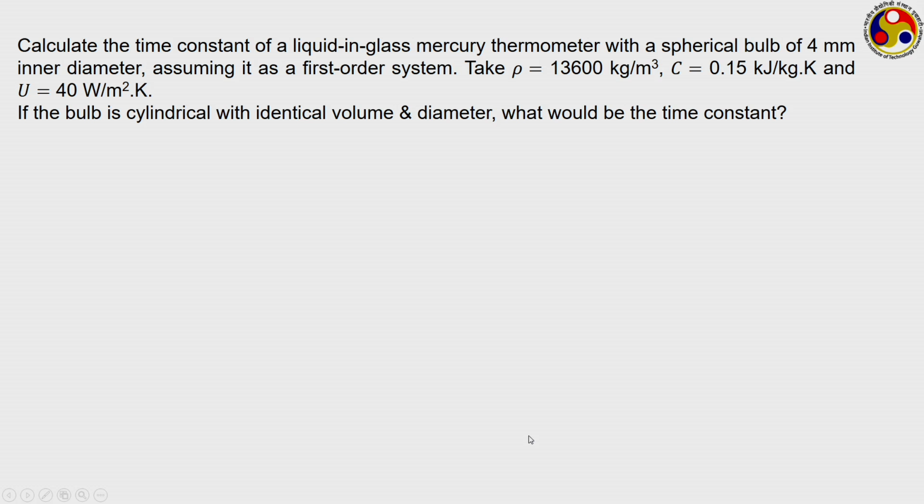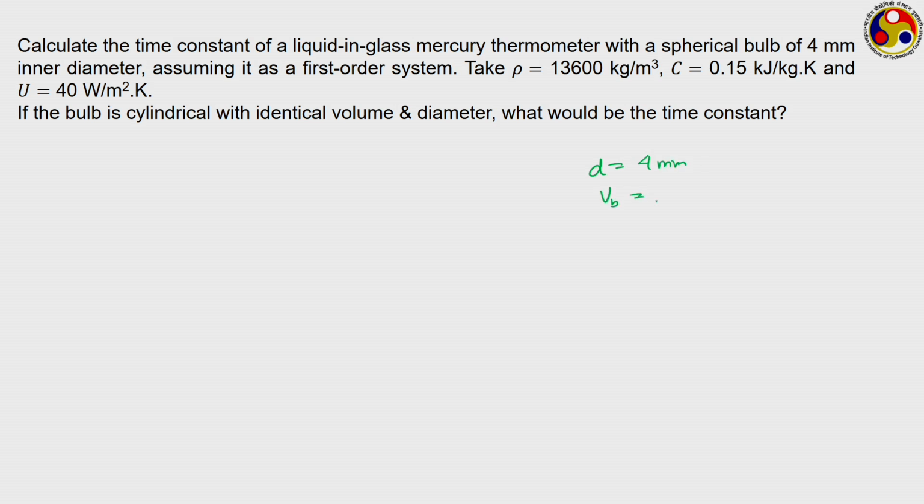Here is another example, not for periodic input. We have not solved any problem related to step input, so this is just to give you an idea about it. This problem corresponds to a liquid in glass mercury thermometer, and the information about it is given. I want you to calculate the corresponding time constant. Now, how to calculate the time constant? Here all the information is given. It is a spherical bulb of 4 mm inner diameter.